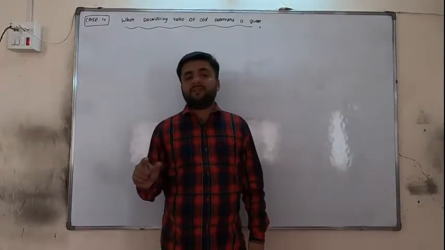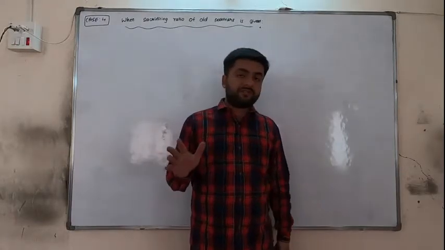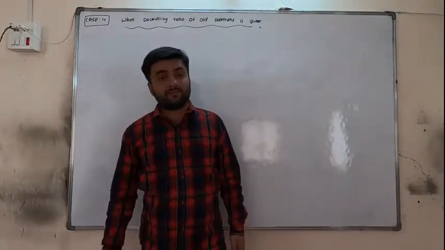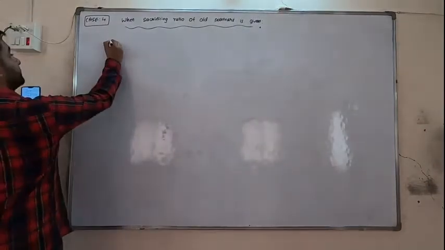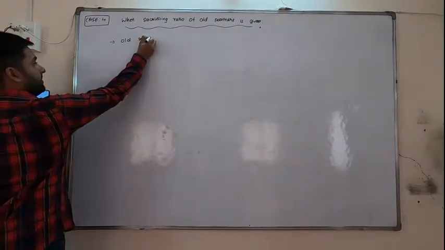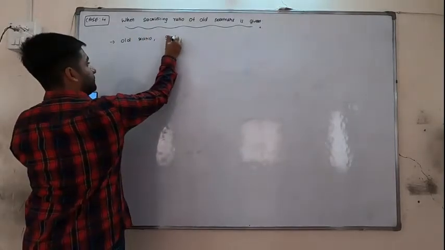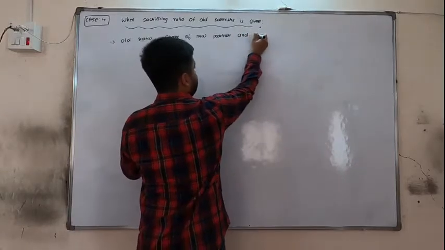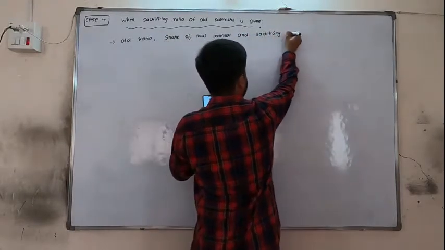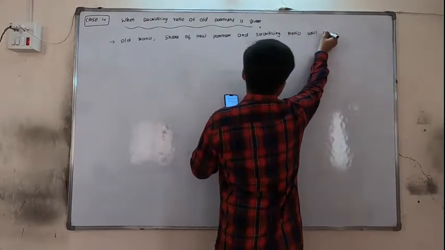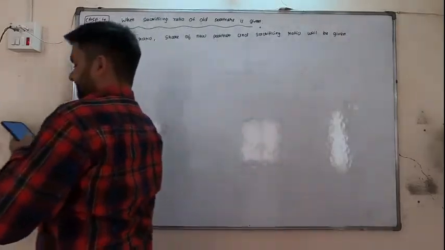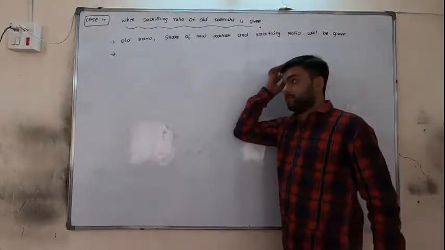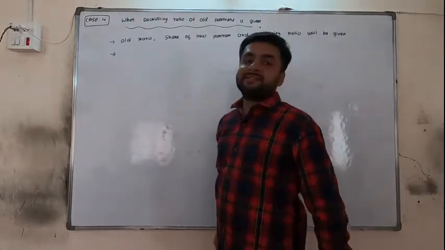We have found the new share. We have made the denominators equal and find the new ratio, and from sacrifice share we have obtained sacrifice ratio. Now in this sum, sacrificing ratio is ready, so we have to think about only the new ratio. So which are the steps? Let's see. Old ratio, share of new partner and sacrificing ratio will be given. Now as from case 3, we will write the things which are given also. So here old ratio, share of new partner and sacrificing ratio will be given.